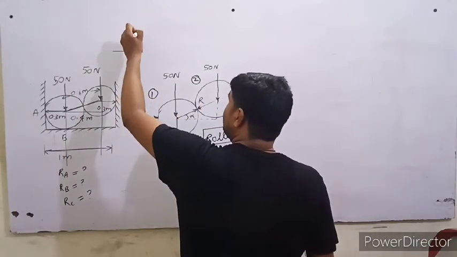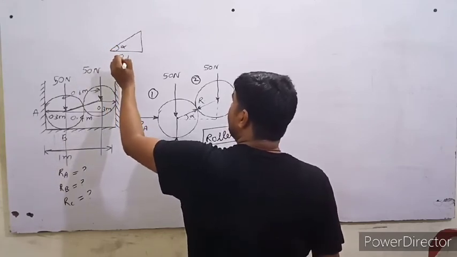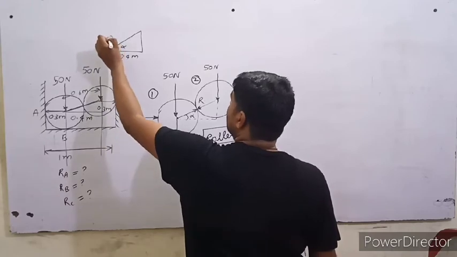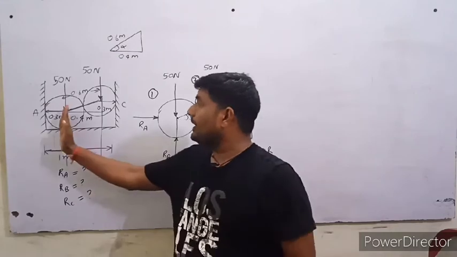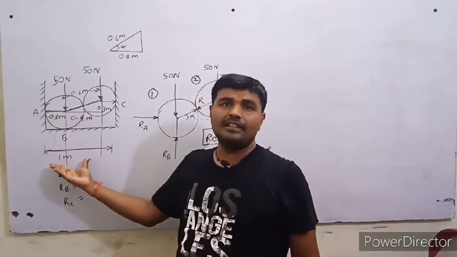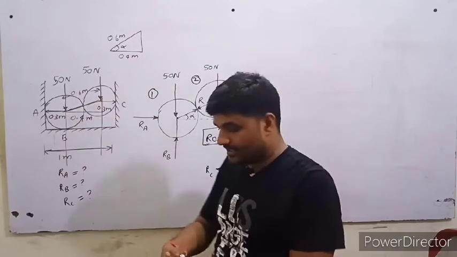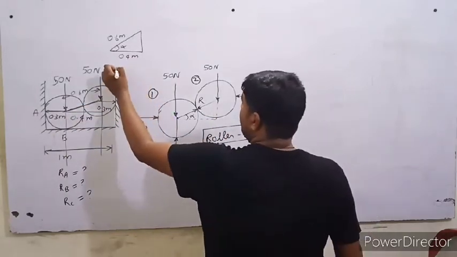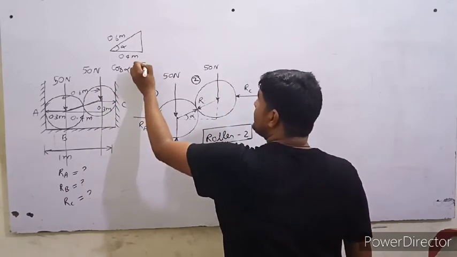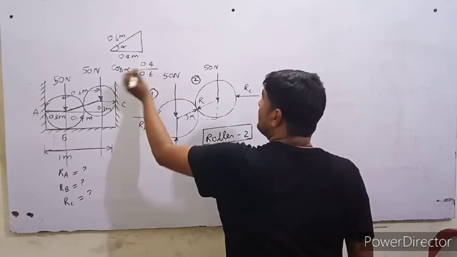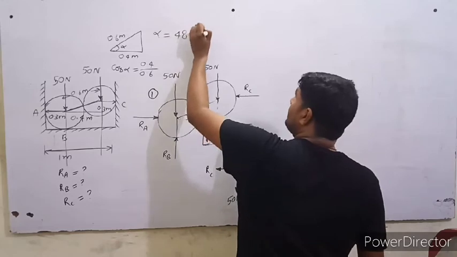I am drawing here. This is alpha. This is 0.4 meter. This is 0.6 meter. 0.4 meter means 0.3, 0.3. Total is 1. 1 minus 0.3, 0.3, 0.6, that is 0.4. This is radius, this is radius. So this angle is alpha. If I use here cos alpha, what is cos alpha? Base upon hypotenuse, 0.4 upon 0.6. After calculating, alpha will come out to be 48.18 degree.